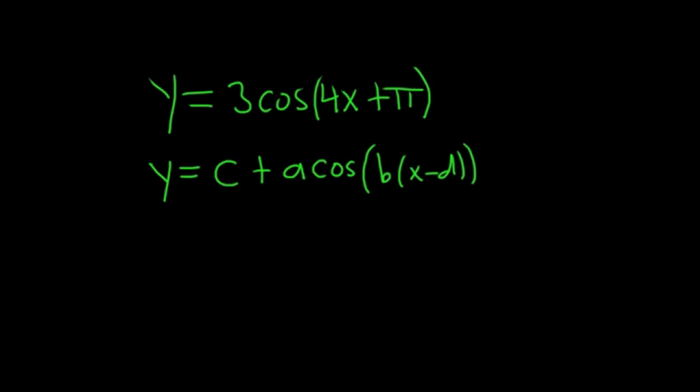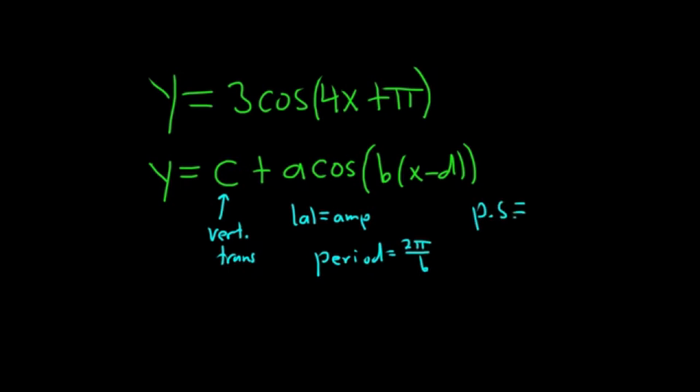And using this, we know a bunch of stuff. So we know that c here is what's called the vertical translation. So that's the vertical trans. The absolute value of a is called the amplitude. So I'll just put amp. The period here is equal to 2 pi over b. And then the phase shift, I'll just put ps, is equal to d.